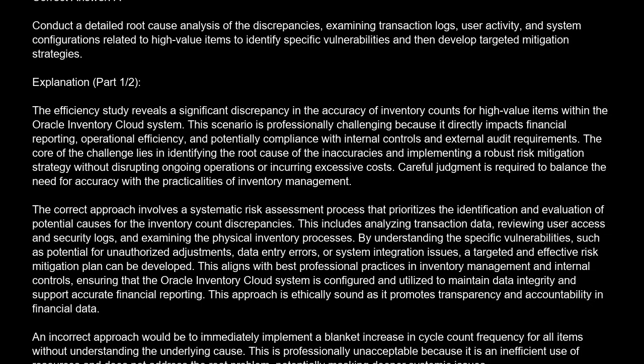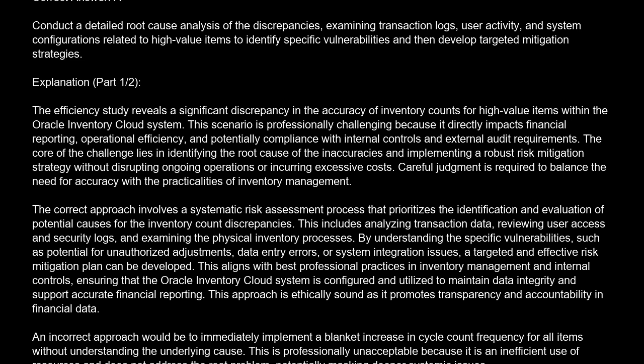The correct answer is A. Conduct a detailed root cause analysis of the discrepancies, examining transaction logs, user activity, and system configurations related to high-value items to identify specific vulnerabilities, and then develop targeted mitigation strategies.